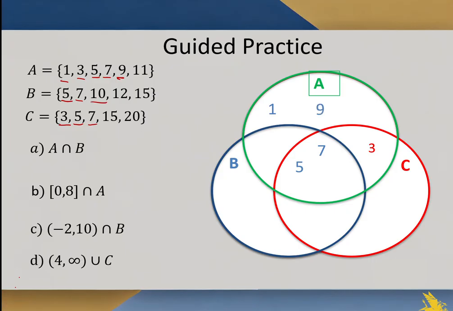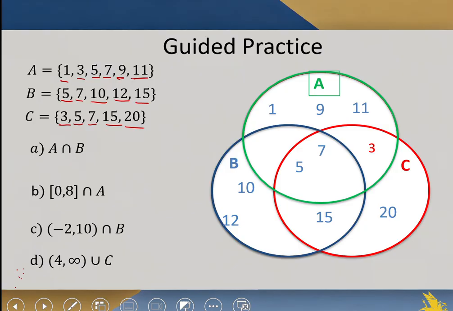I've got 10 in B, 11 in, 12 in just B, 15 in C, and 20 just in C. So now I'm going to color it in on the Venn diagram as we solve this.